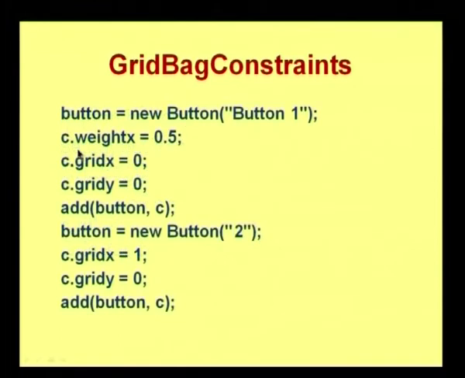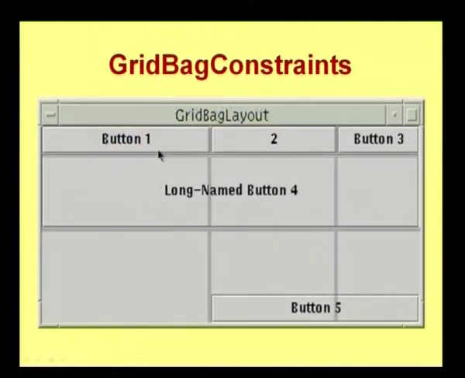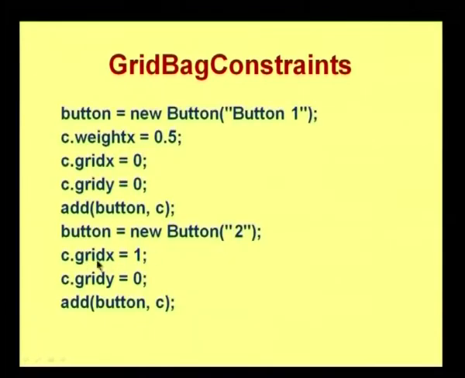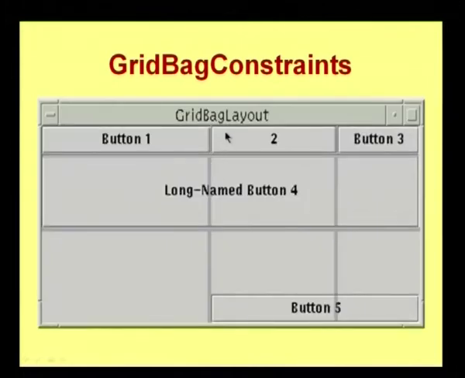Next I am creating a button. I have given the weight to be 0.5. This is used only whenever I resize, whereas here grid X and grid Y position is 0, 0. Then I am adding the button with this particular constraint. You can see here this button is at the 0, 0 position. Next is button 2. Here grid X is 1 and grid Y is 0. I have not given any other constraint. Here you can see that your X position changes, whereas your Y position does not change. So this is 1, this is 0, this is 1, and this is 2.